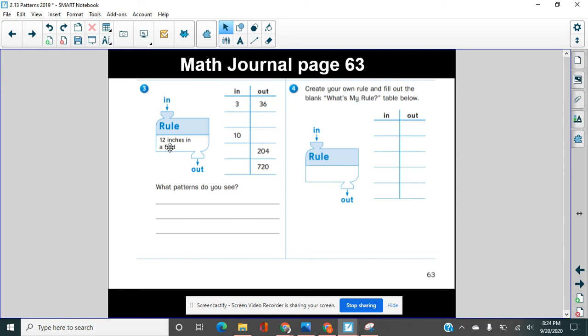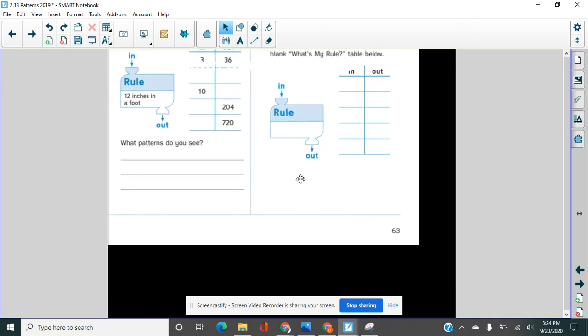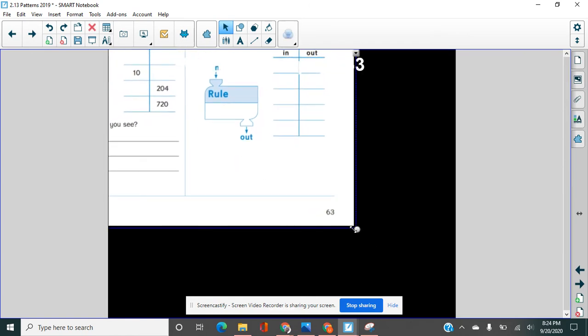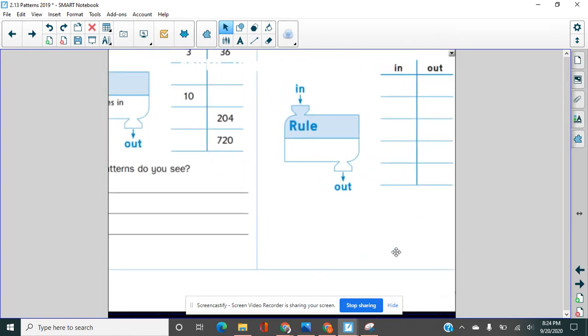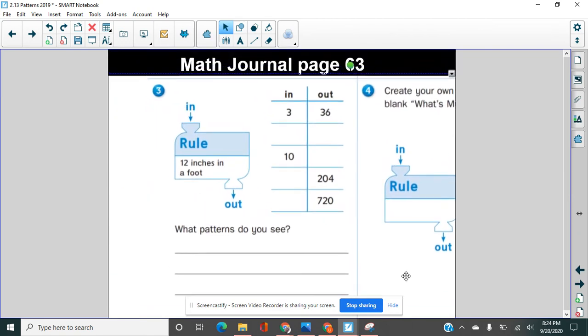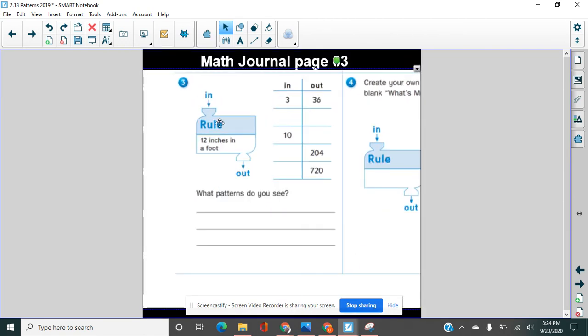So this says 12 inches in a foot. Now, we have talked a lot about feet and inches and about how, if you want to convert feet to inches, you're going to multiply times 12. And so you can see this right here. 3 times 12 equals 36. So let's do this one because this one's a pretty good one to start with. What's 10 times 12? 10 times 12 is 120, right?